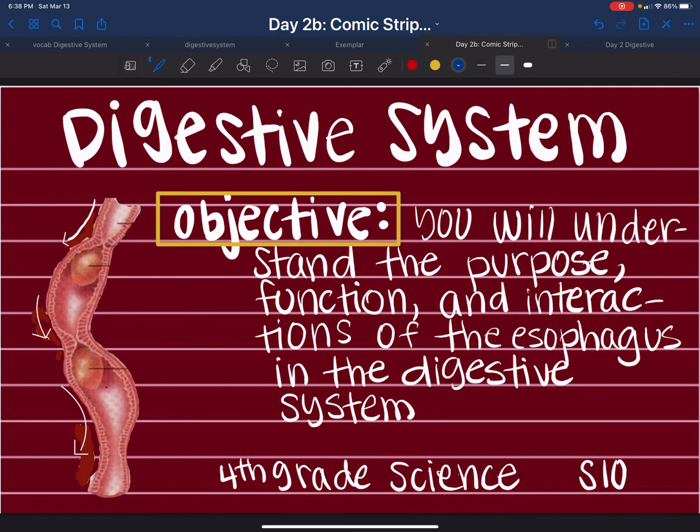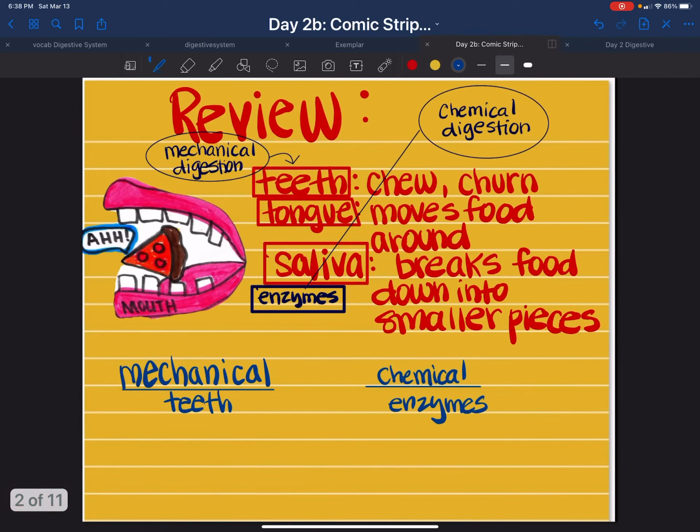For this lesson on the digestive system, you'll have an understanding of the purpose, function, and interactions of the esophagus and the epiglottis in the digestive system.